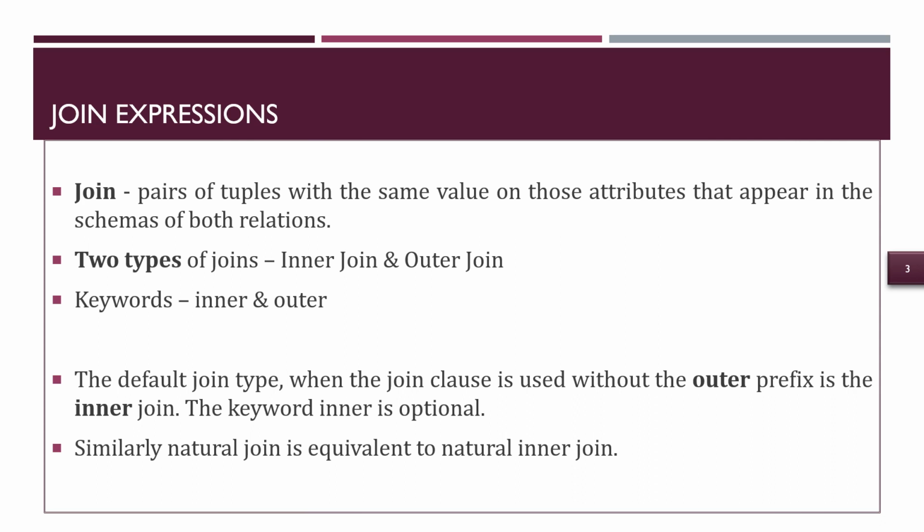As we already discussed in the previous videos, the Cartesian product is different from the natural join operation. The natural join operation pairs the tuples with the same value on the common attributes that appear in both the relations. And we know that two types of joins are there, the inner join and the outer join. The keyword used for representing the inner join is inner and that of the outer join is outer.